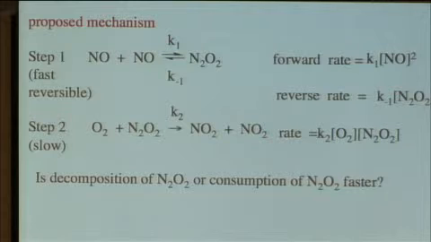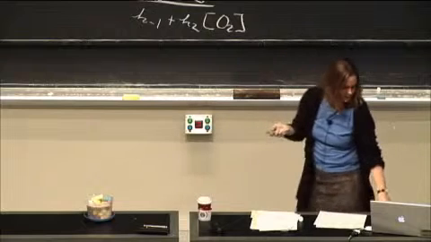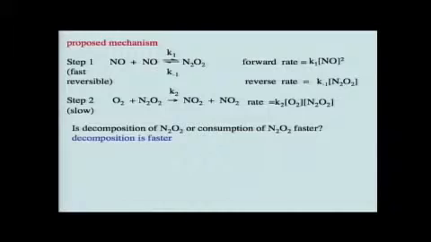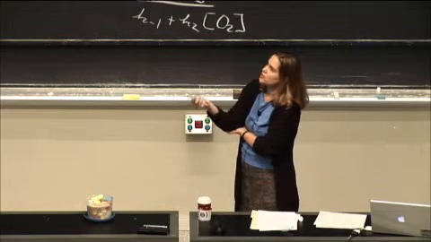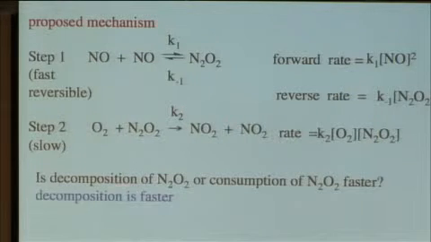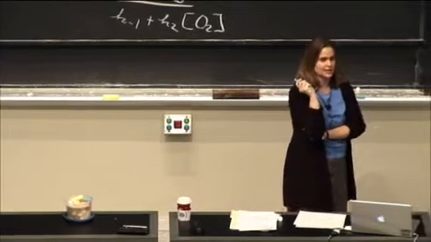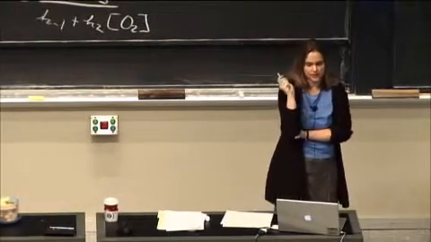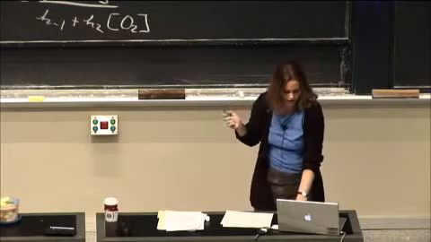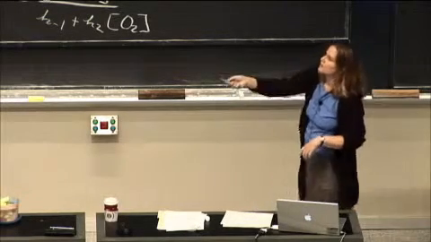So here, if we say this is fast and this is slow, basically what we're asking is, is the decomposition of the intermediate or its consumption faster? So as we wrote this, we're saying decomposition is fast. The first step is fast and reversible, so the decomposition is fast. The second step is slow. The consumption of that intermediate is slow. So that allows us to change our rate.